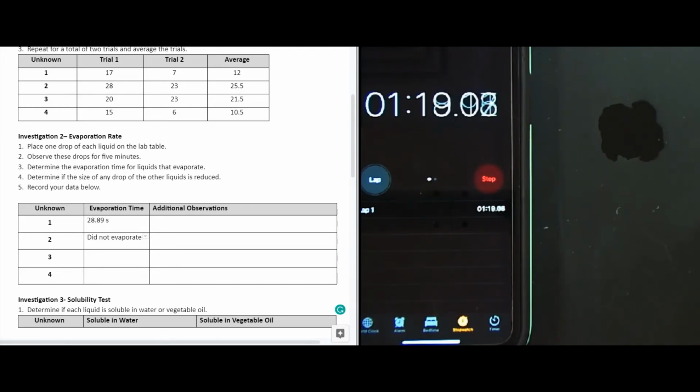So it looks like we're starting to see a little bit of evaporation. If you look at the edges, you can kind of see the outline of where the drop originally was. It's starting to get smaller, so we do have some evaporation going on. We want to record the time when we think that it has completely evaporated.